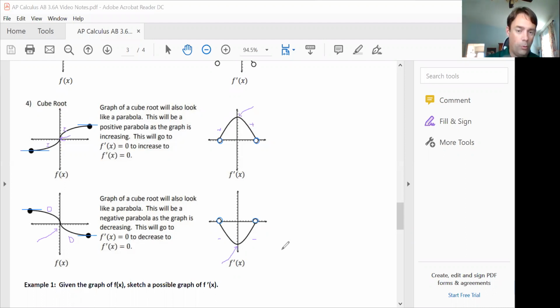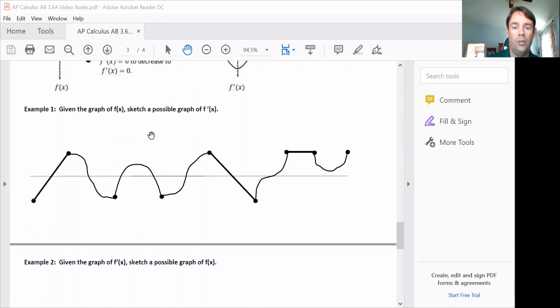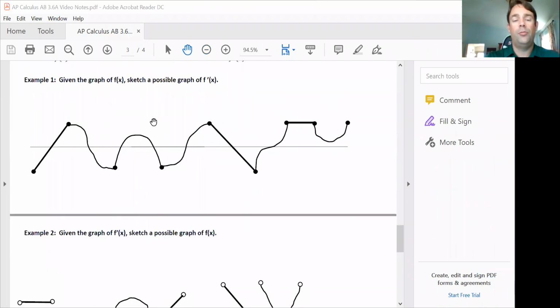So here's what we're going to play with today. We're going to see if we can take a graph and start to put the pieces together. So on scratch paper or off to the side, I want to see if you can try this. Notice what I gave you here. I'm giving you the graph of f of x. We are going to sketch a graph of f prime of x. Okay? So why don't you pause the video and see what you can come up with.